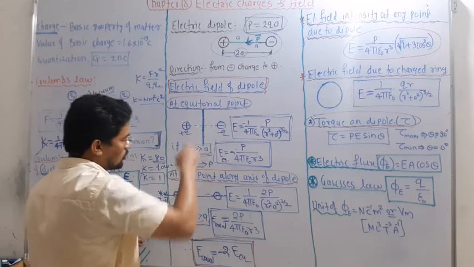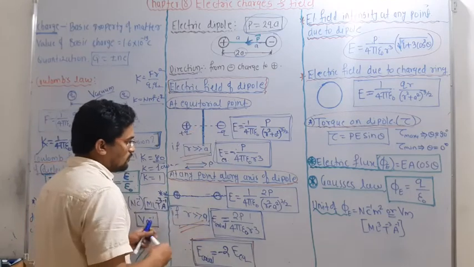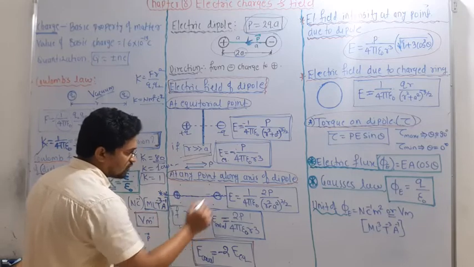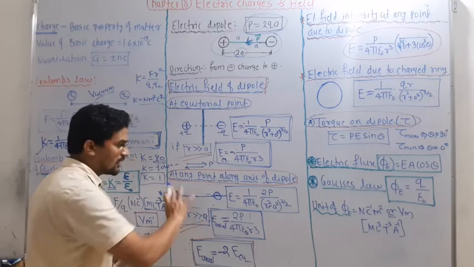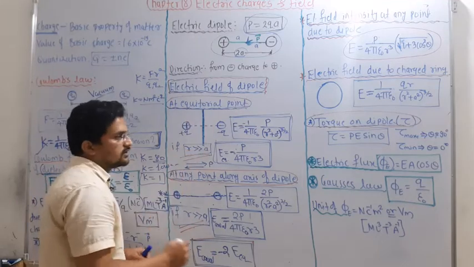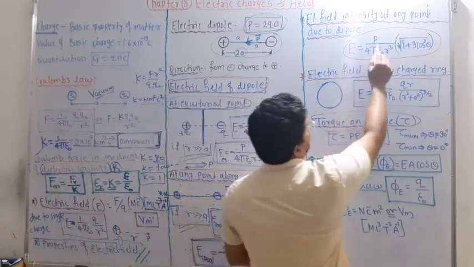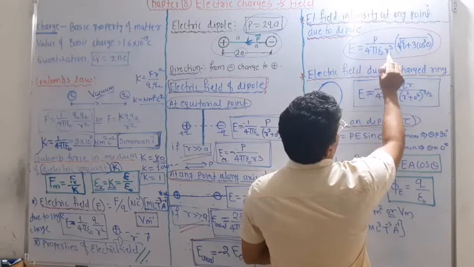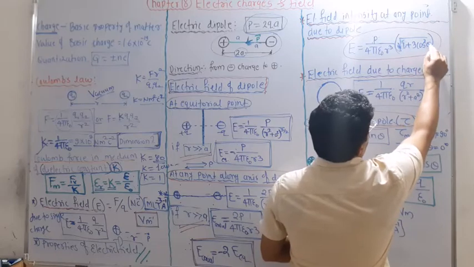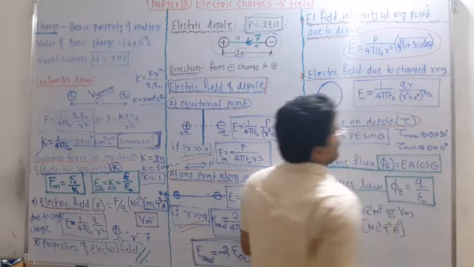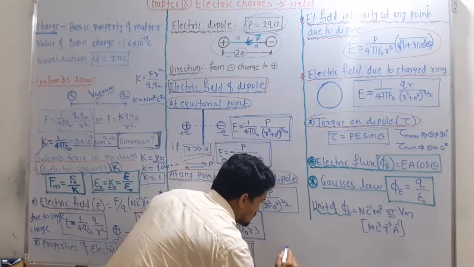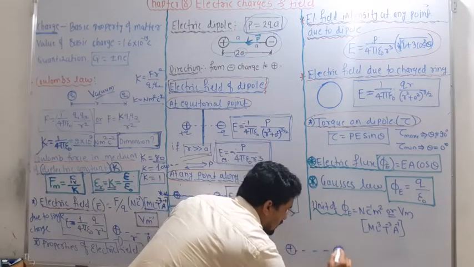Next, the electric field intensity at any point due to a dipole. So this is the equatorial point, this is the axial point. If you wish to find the electric field at this point, not along the axis and not on the equatorial point, that means any point except the axis and the equatorial point, then the electric field is given by E is equal to p divided by 4 pi epsilon naught r cube, bracket under root of 1 plus 3 cos square theta, where theta is nothing but, suppose this is the dipole, positive charge and negative charge.